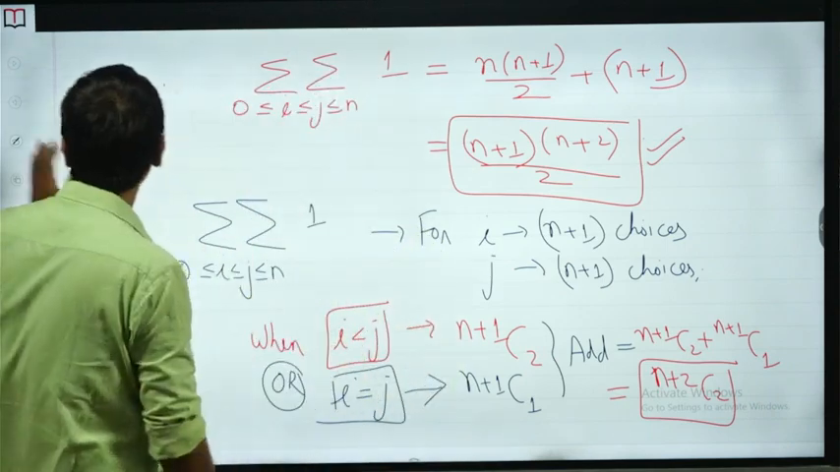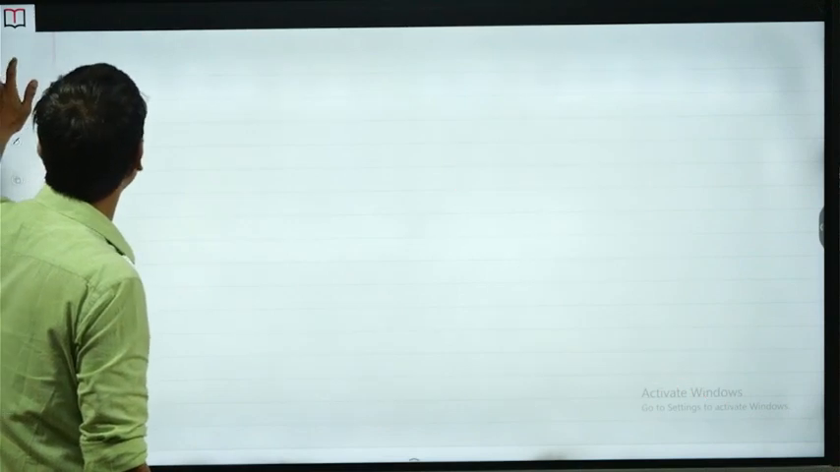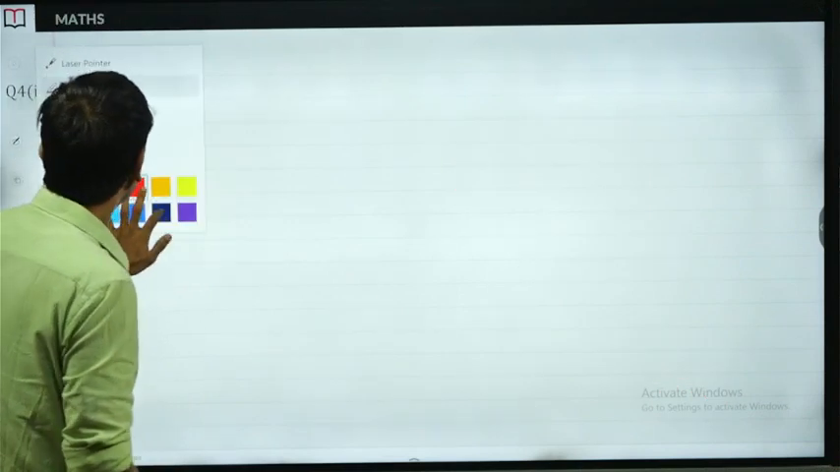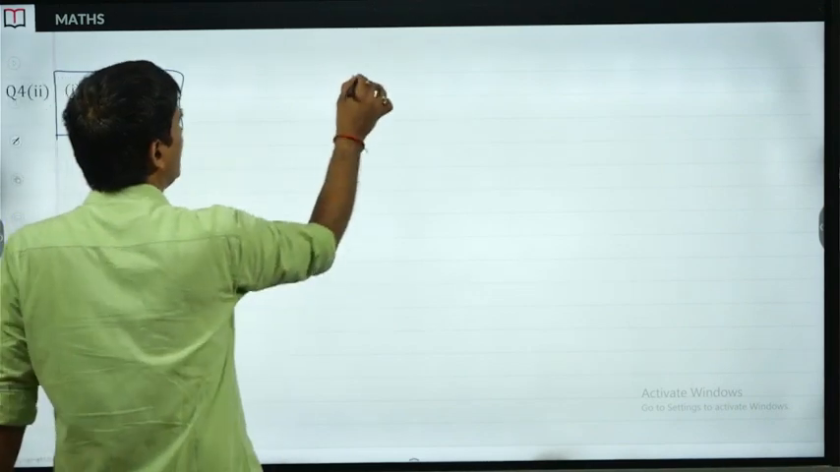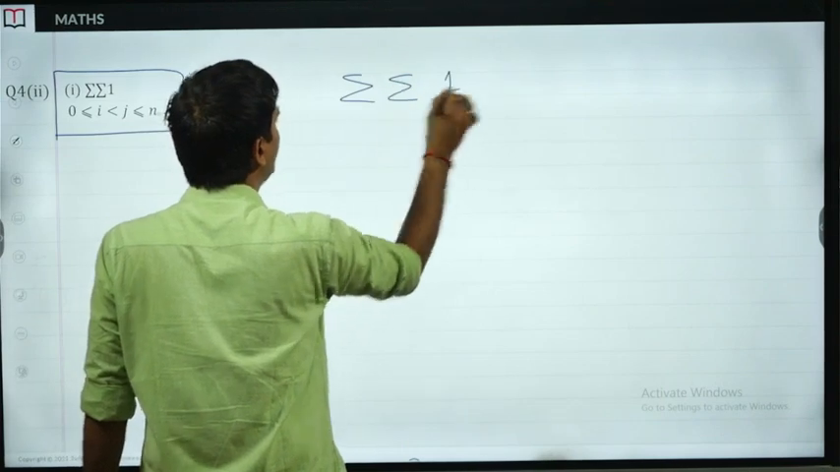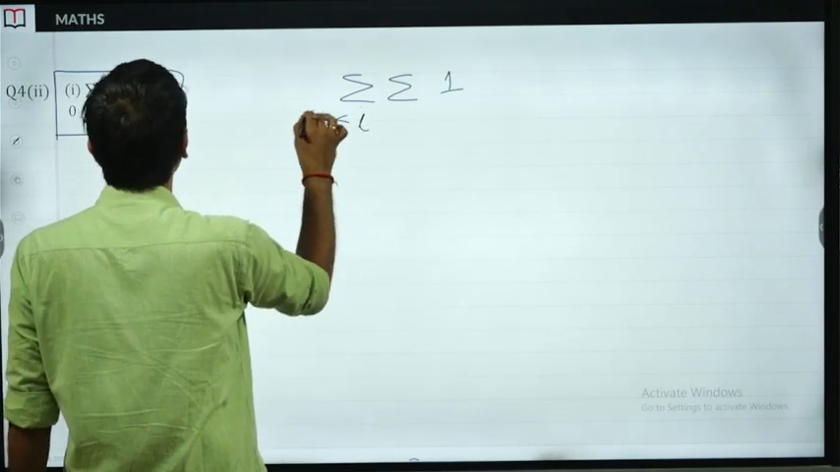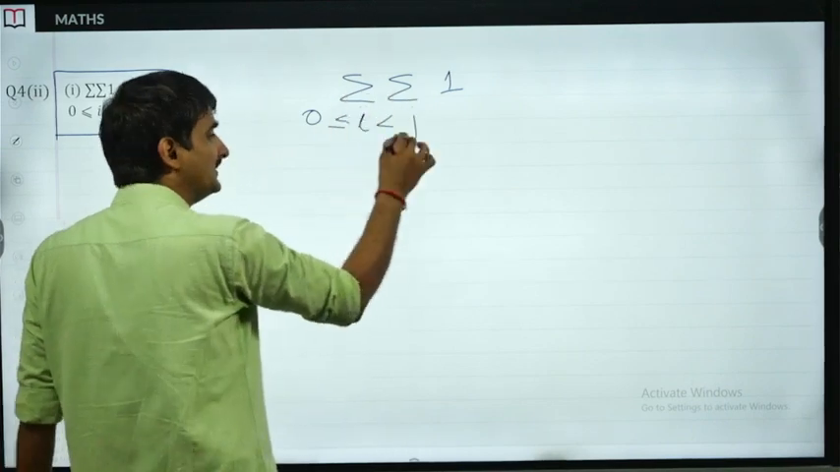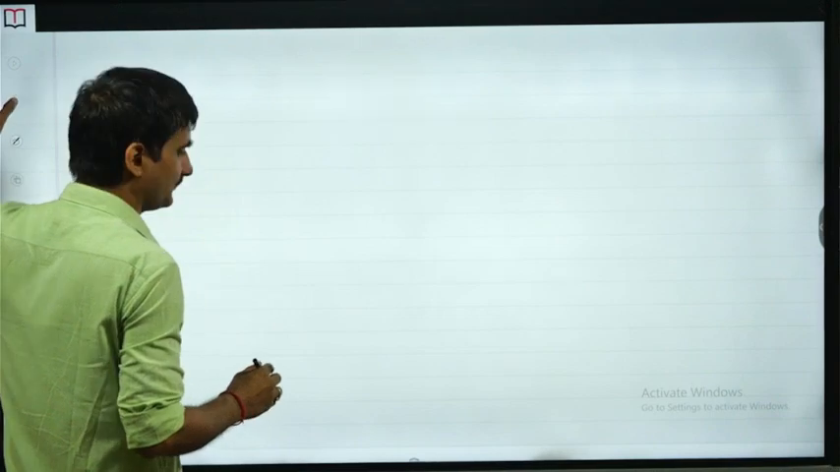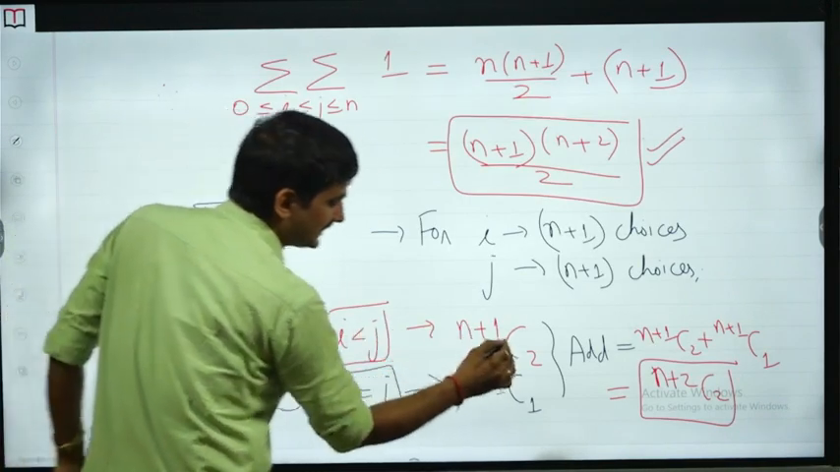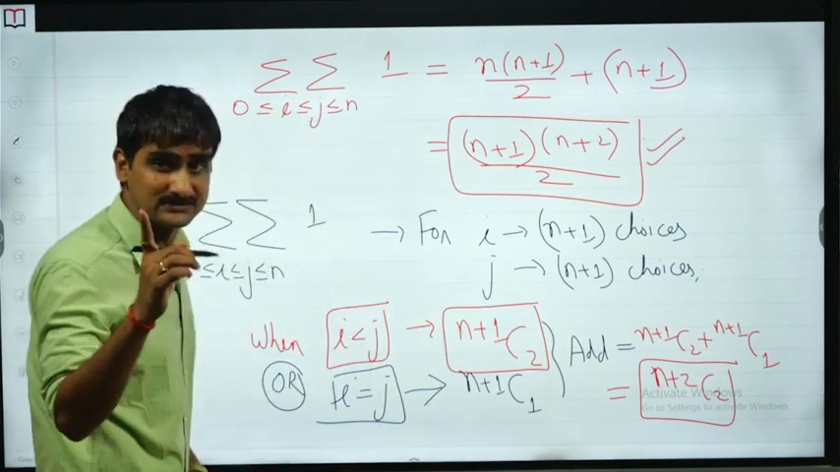So that was the question. Now see, we have another one in the same line, and you now know this answer. It is the double summation of 1 when i is greater than or equal to 0 but less than j. See, if we go with this one, the answer is direct. The answer should be n plus 1 C 2.